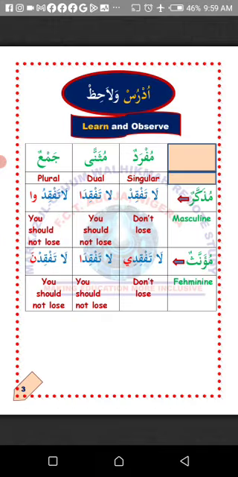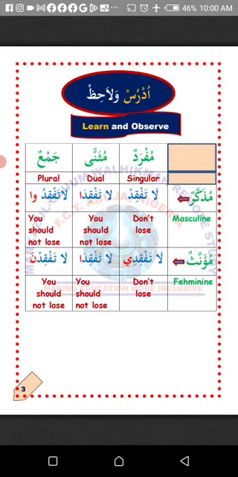MashaAllah. Udrus, learn. Walahis, and observe at the same time. Mufradun, singular. Muthanna, dual. Jamu, plural. Mufrad, singular. This is a word in Arabic that means only one. Muthanna, dual. This is a word in Arabic that means only two. Jamu, plural. This is a word in Arabic that means more than two. Plurality in Arabic starts from three upward, unlike English where it starts from two upward.